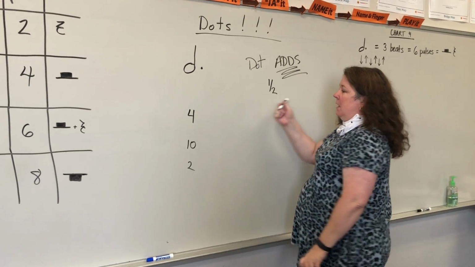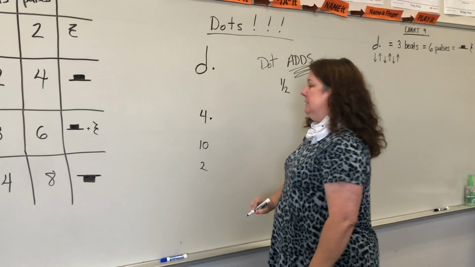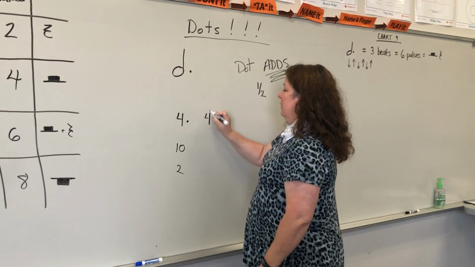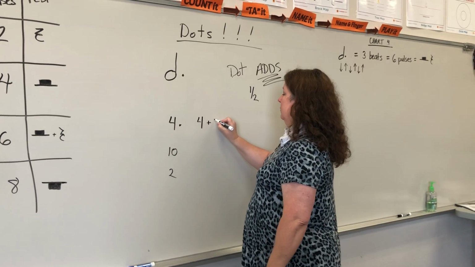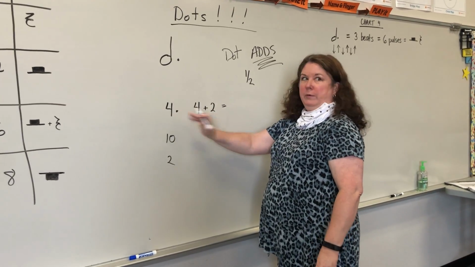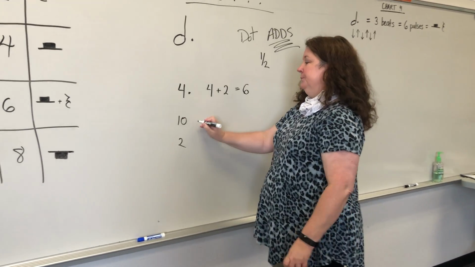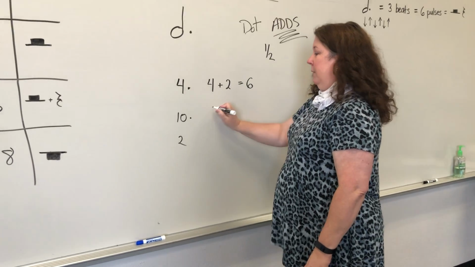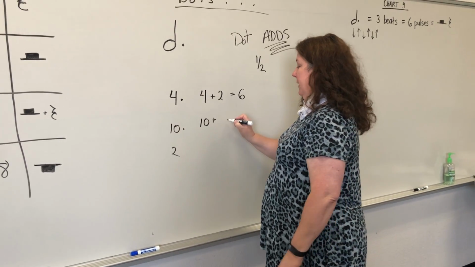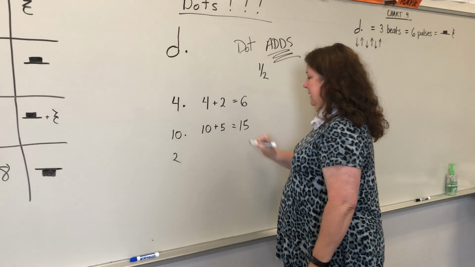So for example, if I have a note that's worth 4 beats and I put a dot behind it, the dot is going to be worth half of 4. So this would be simple math: 4 plus half of 4, which is 2. So my total value of a 4 note with a dot behind it would be 6 beats. If I had a 10 note and I put a dot behind it, I would have 10 beats plus half of 10, which is 5. So this imaginary note would be worth 15 beats.